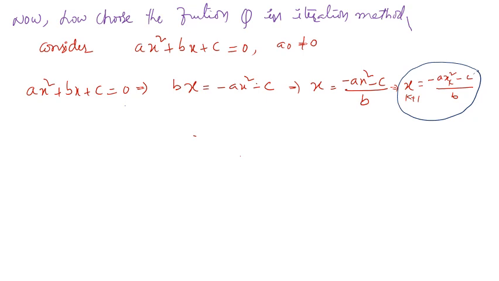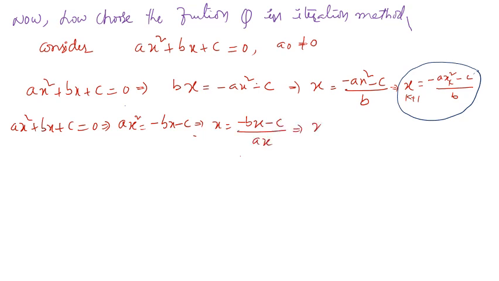Next one, another one. ax square plus bx plus c equal to 0 implies, I will write this one, ax square equal to minus bx minus c, or x equals minus bx minus c over ax. That implies, what does the iterative formula become? xk plus 1 equals minus bxk minus c by axk. This is another function, another logic.